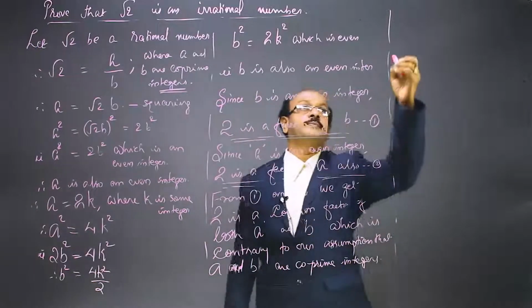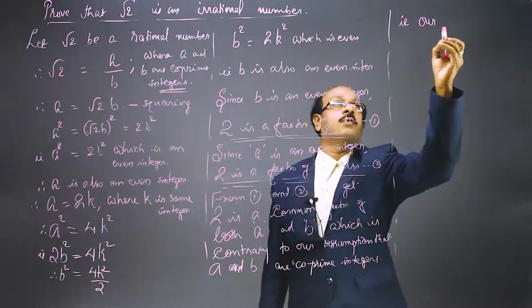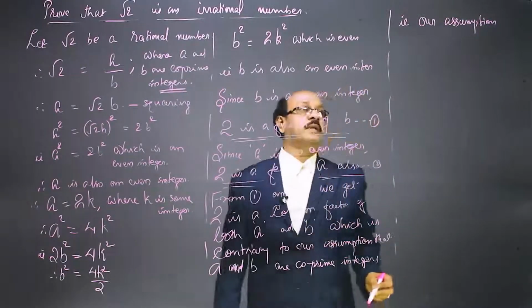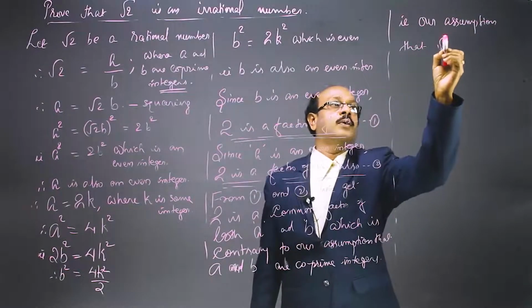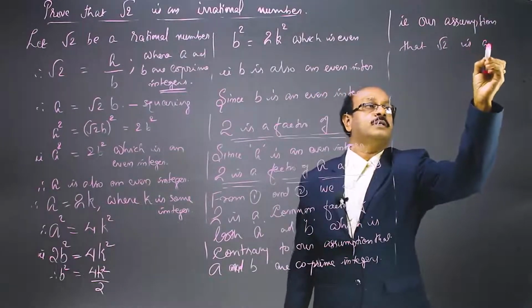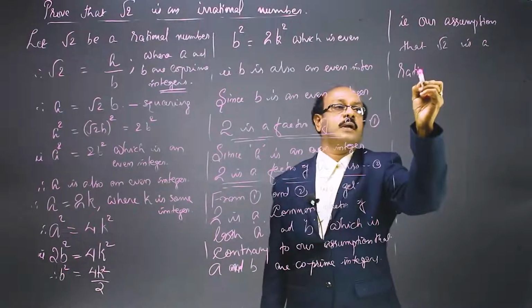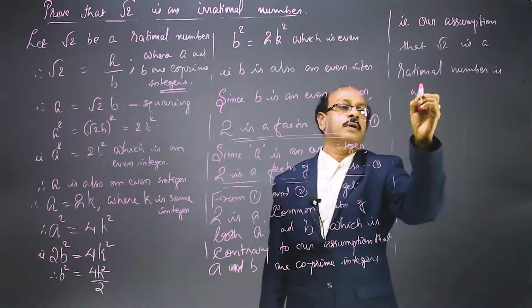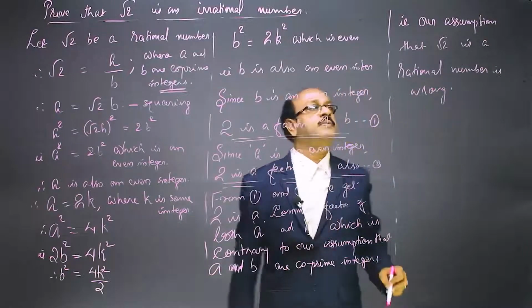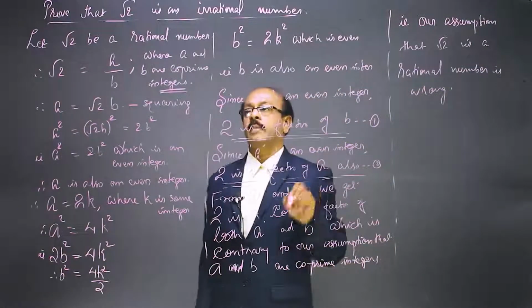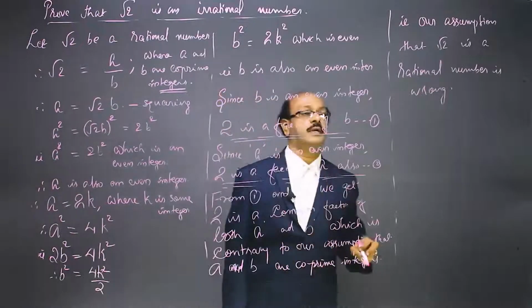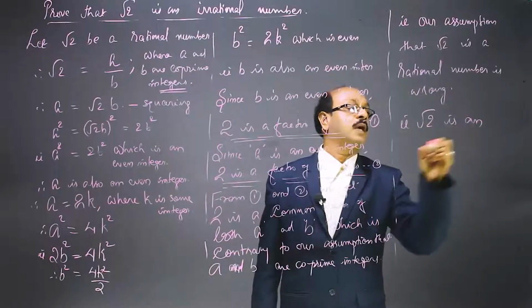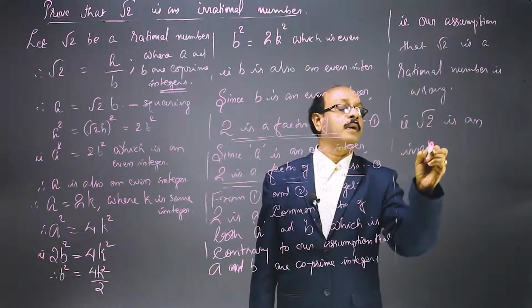That is, our assumption that root 2 is a rational number is wrong. Our assumption that root 2 is a rational number is wrong means root 2 is irrational. That is, root 2 is an irrational number.